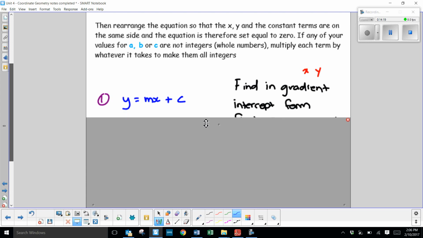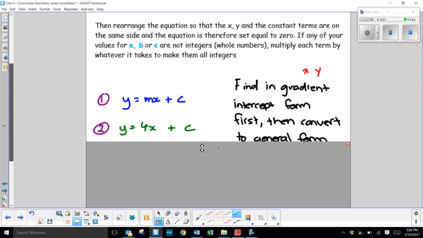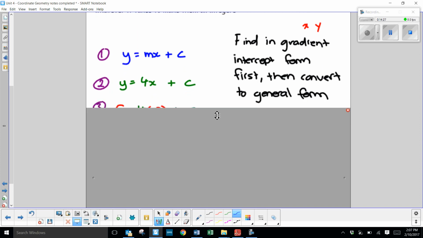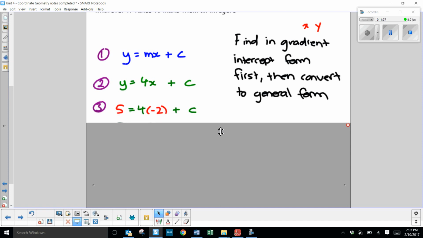As I've said here, find it in gradient intercept form first, then convert to general form is what we're trying to do here. I've subbed in my gradient because we were told in the question that it's a gradient of 4. Substitute in the coordinate x and y. 4 times negative 2, what's that? It's negative 8. Then add 8 to both sides. You will get c is 13.